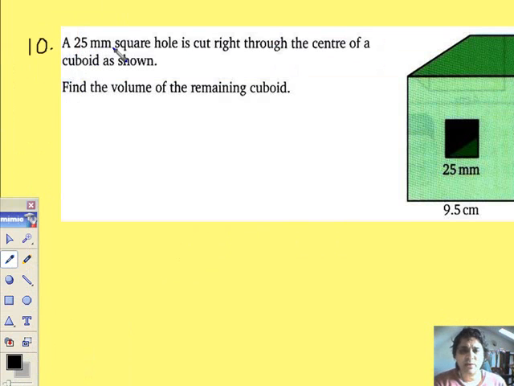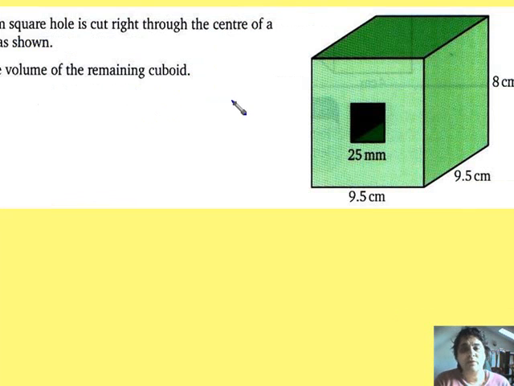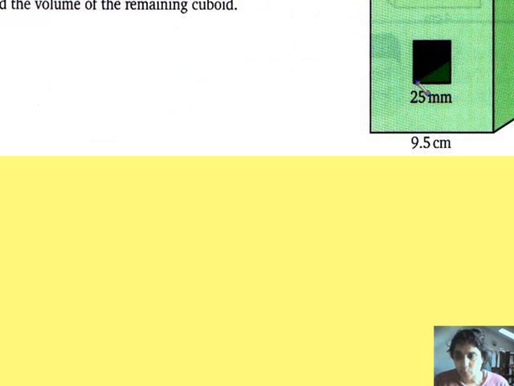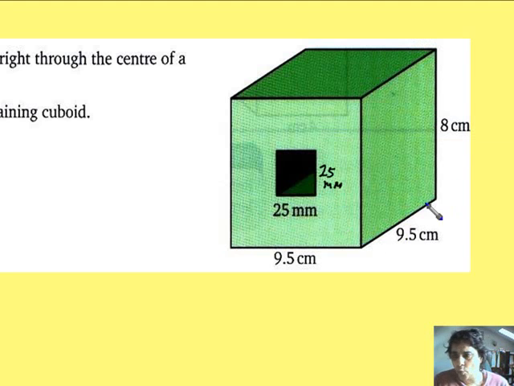It says a 25 millimetre square hole is cut right through the centre of the cuboid. Please note it's square. Find the volume of the remaining cuboid. In other words, you work out the great big green block there, and then you work out the block that's been chiselled out and take it away. So imagine there's fresh air in there and there's nothing there, you can just wiggle through and maybe get your finger through the other side, I don't know. So what have I got here? If it's 25 across, it must be 25 millimetres high, and it goes in all the way back 9.5 centimetres.